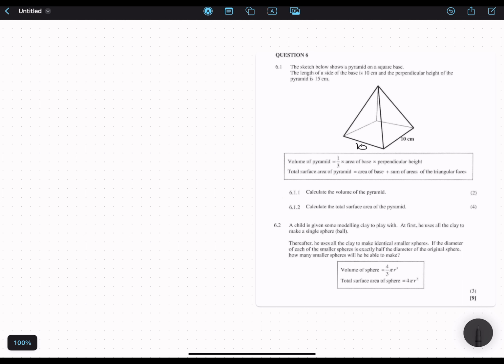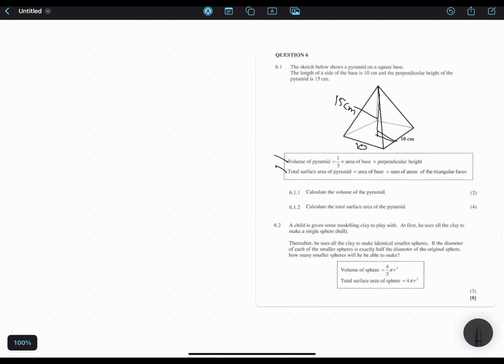The perpendicular height of the pyramid is 15. That means the perpendicular height is somewhere there, maybe we can put it like that. The height that is perpendicular, we are given that it's 15 centimeters, right? We are also given the formula for the volume of the pyramid, 1/3 multiplied by the area of the base multiplied by the perpendicular height, and the total surface area of the pyramid is equal to the area of the base plus the sum of the areas of the triangular faces. Okay, let's do it then and see.